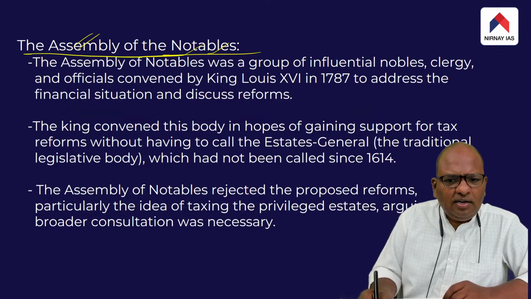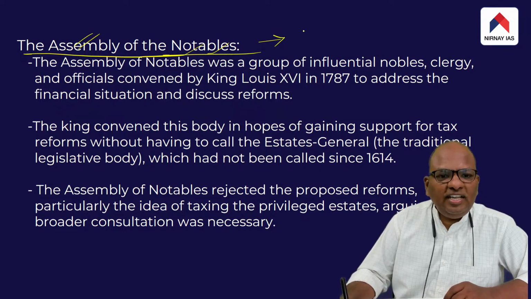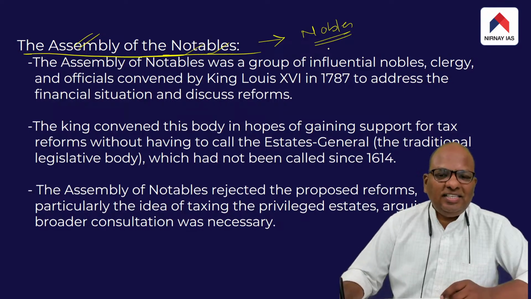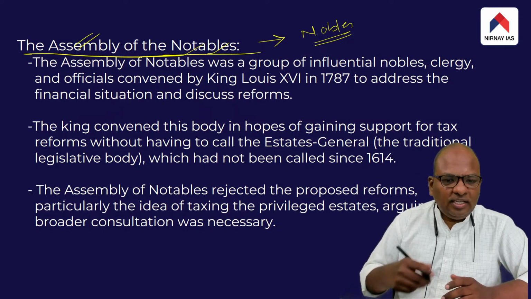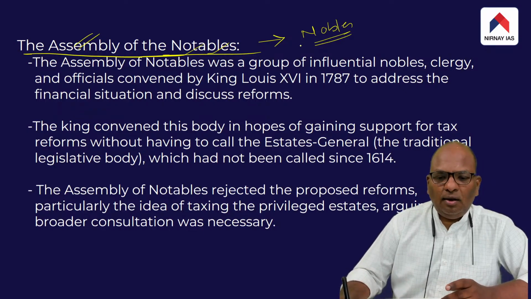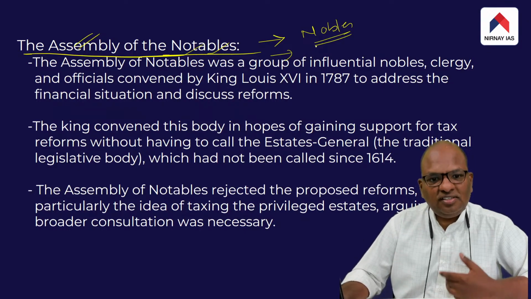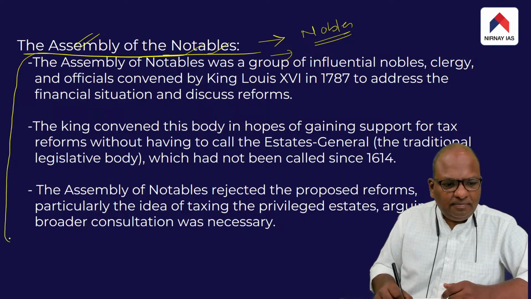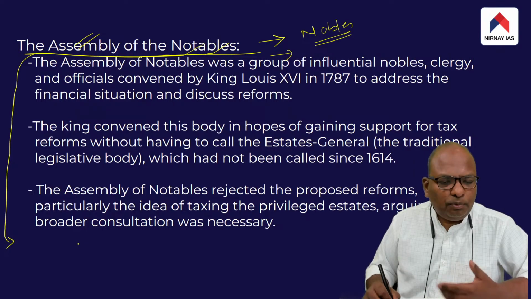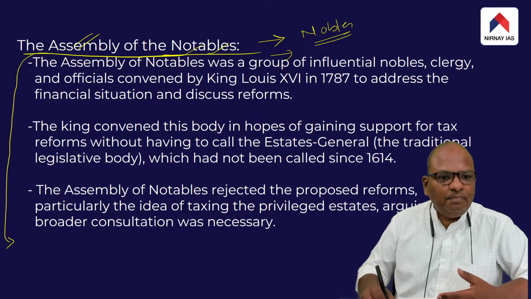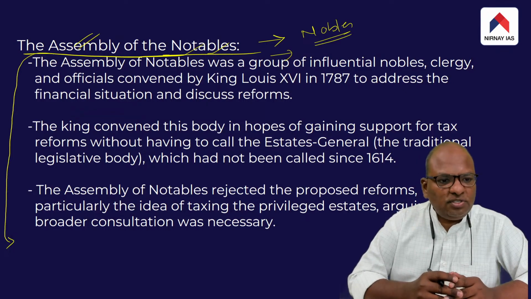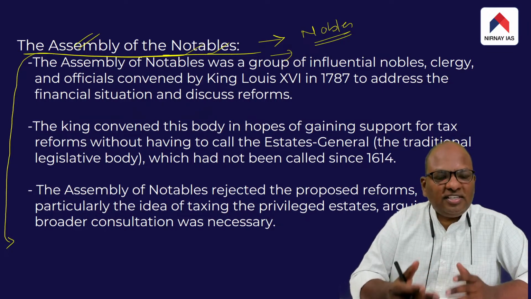The assembly of the notables is nothing but a group comprising of senior nobles and officials. The assembly of notables was basically a group comprising of senior ministers, senior officials, and nobles. Got the point? So the point is, the king put forward the proposal of taxing even the privileged classes before the assembly of the notables. What did the king do? Let me repeat this point once again for you. The king basically put the proposal of imposing taxes on the privileged classes before the assembly of the notables.